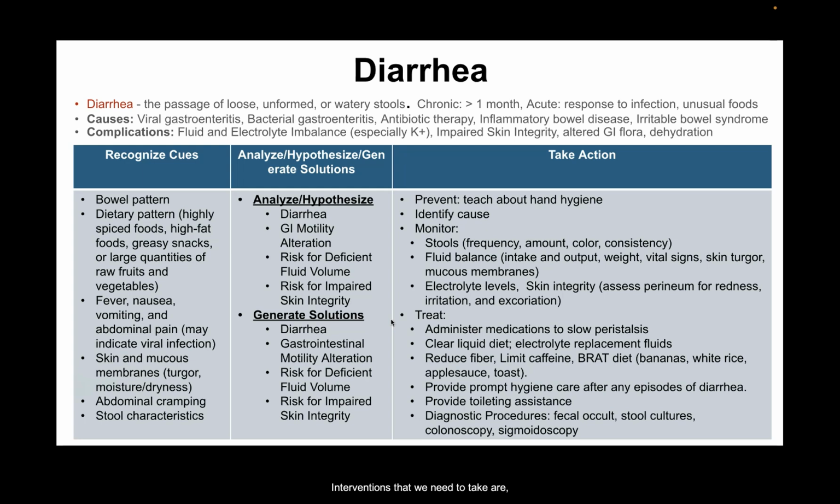Interventions that we need to take are: teach about hand hygiene, identify the cause, monitor stools, fluid balance, and electrolyte levels, and administer any medications to slow peristalsis if ordered, right? Clear liquid diet or electrolyte replacement and fluids are all ordered by the doctor as well, but we can encourage fluids. We need to make sure we encourage PO fluids in our patients. Reduce fiber, limit caffeine, maybe give them the BRAT diet, right? Bananas, white rice, applesauce, toast. Provide prompt hygiene, provide toileting assistance.